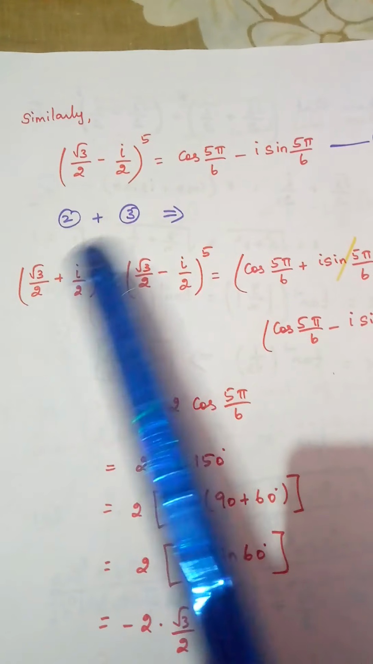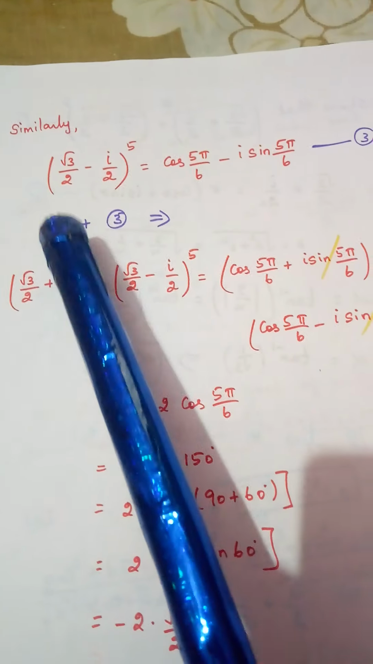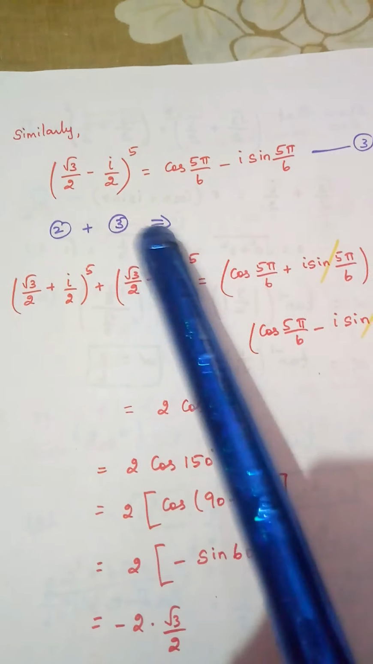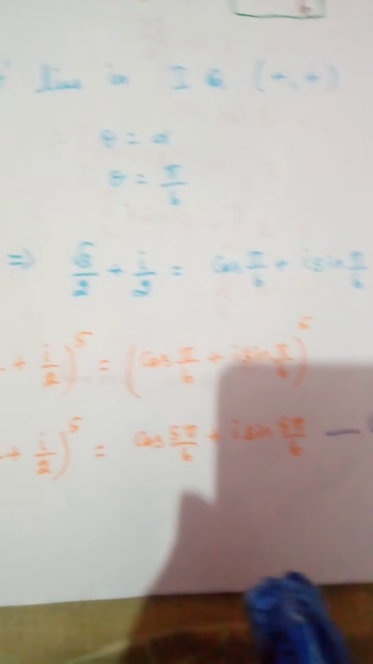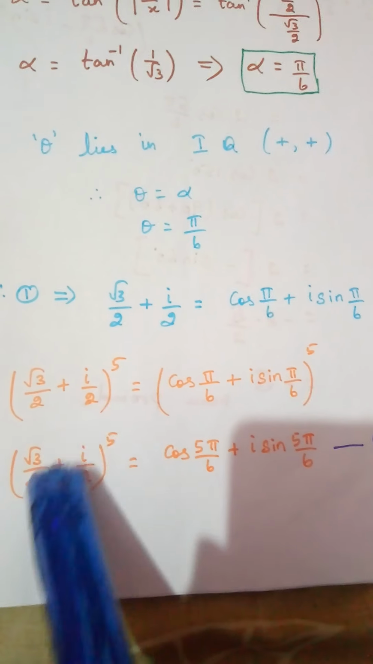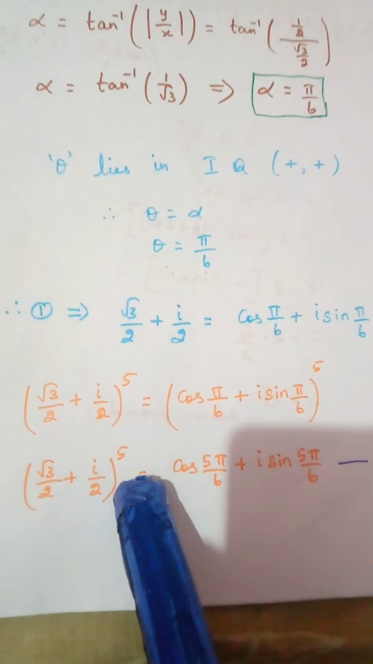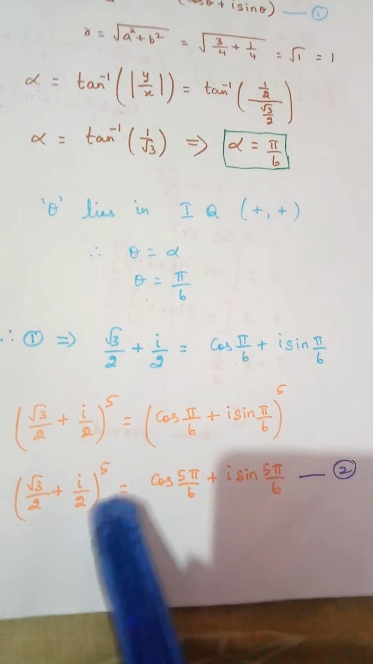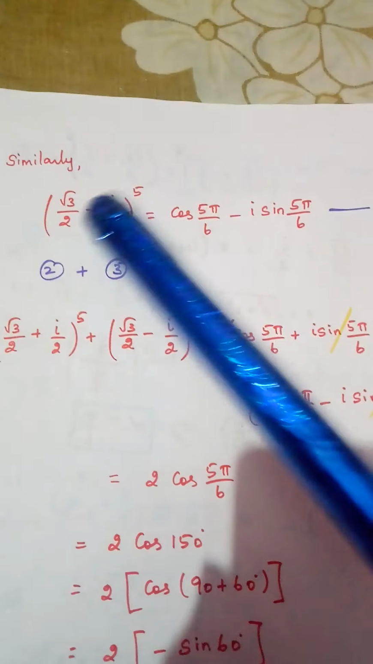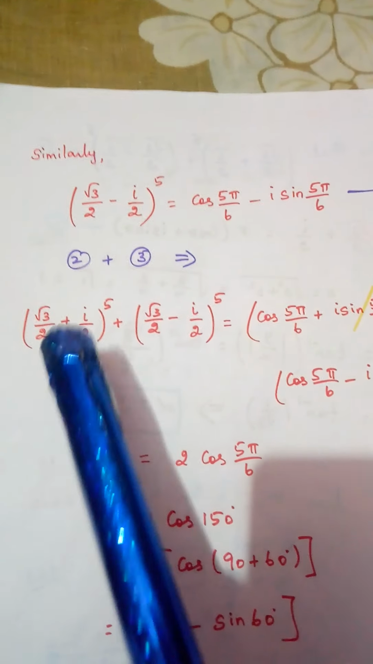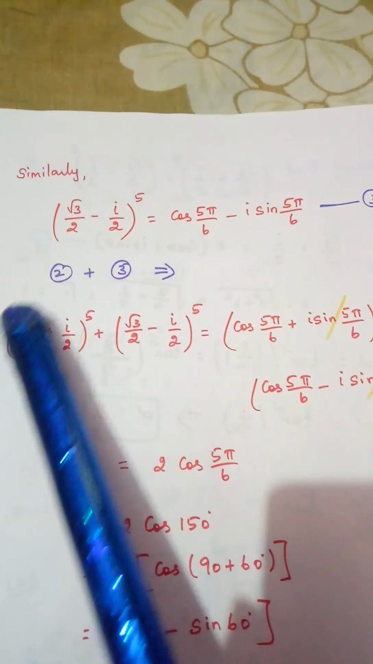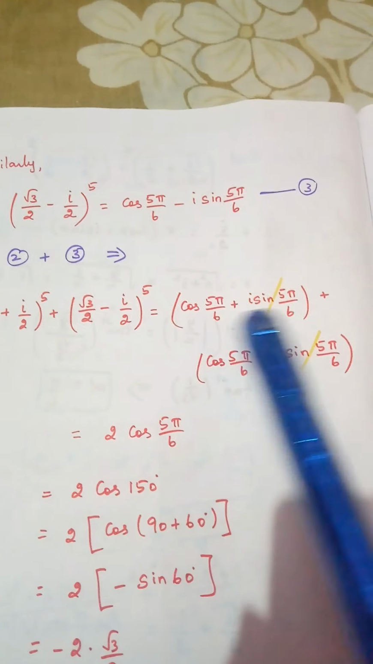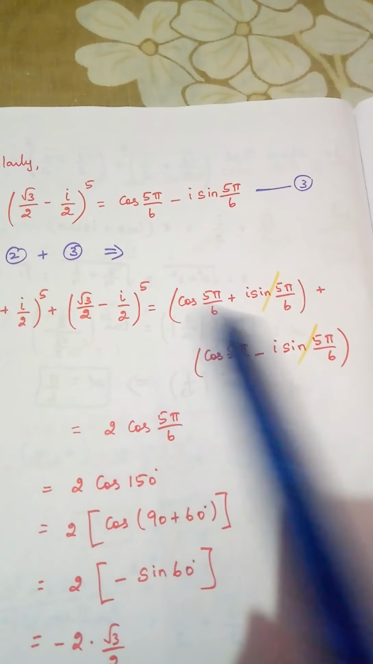Actually, what is given in the question? This is the LHS of this question. So we are adding equation 2 and equation 3. This is equation 2, right? See the LHS of equation 2: (root 3 by 2 plus i by 2) power 5. Plus, see equation 3, the LHS is (root 3 by 2 minus i by 2) power 5. So when you add 2 and 3, this will be the LHS. Similarly, the value for this is cos 5 pi by 6 plus i sin 5 pi by 6, plus the value for this is this.